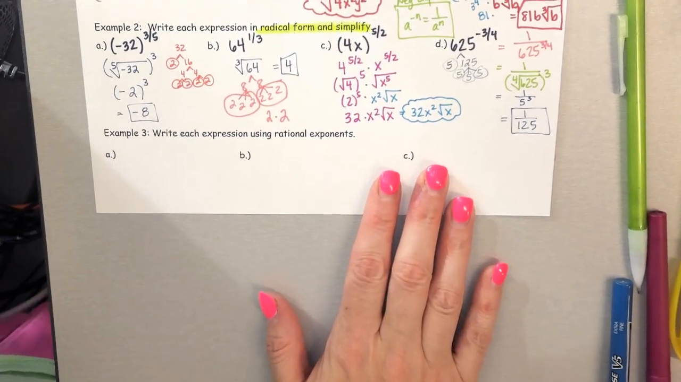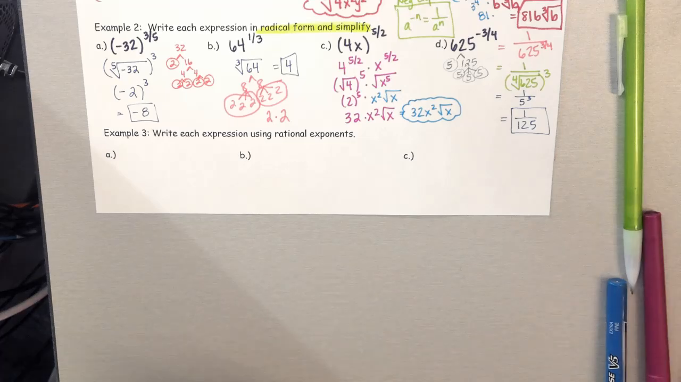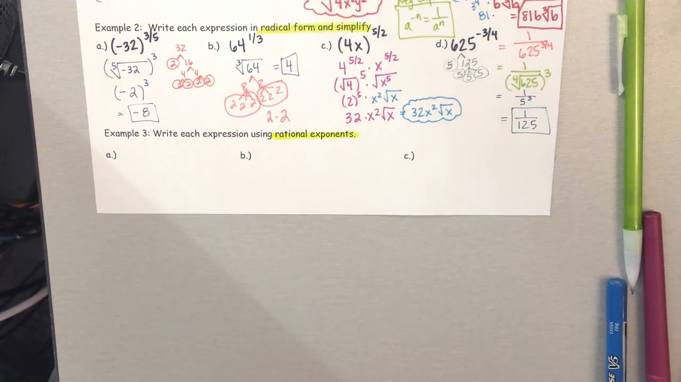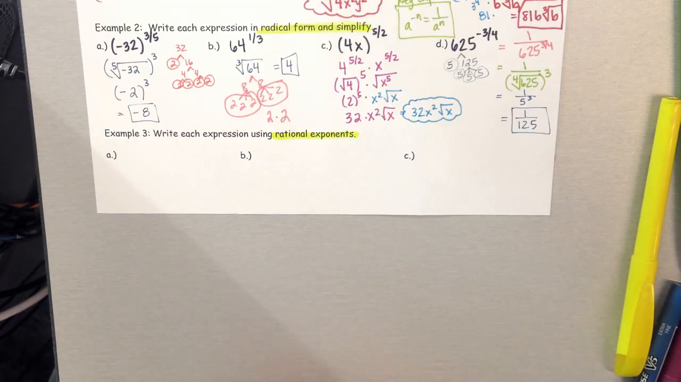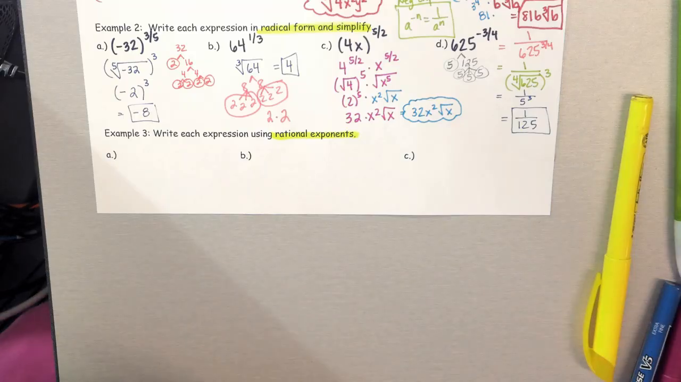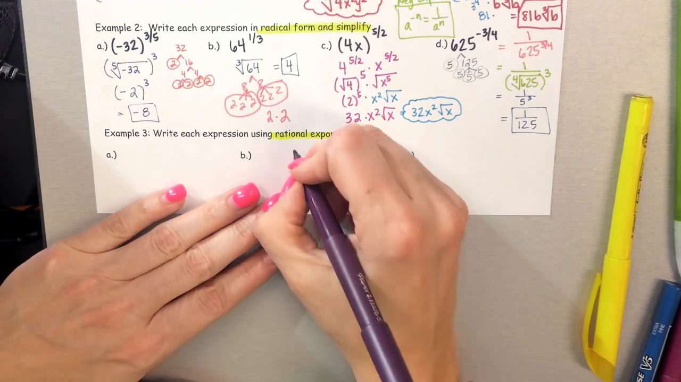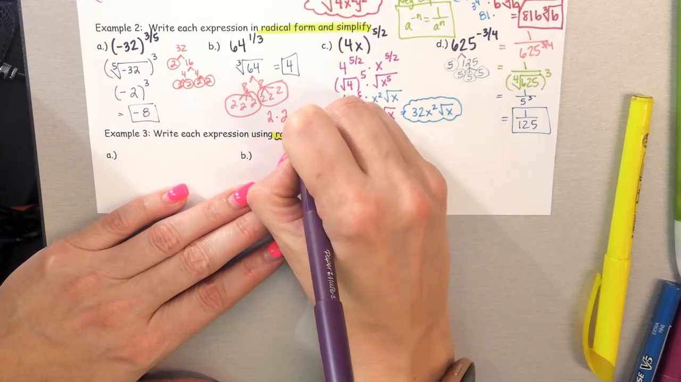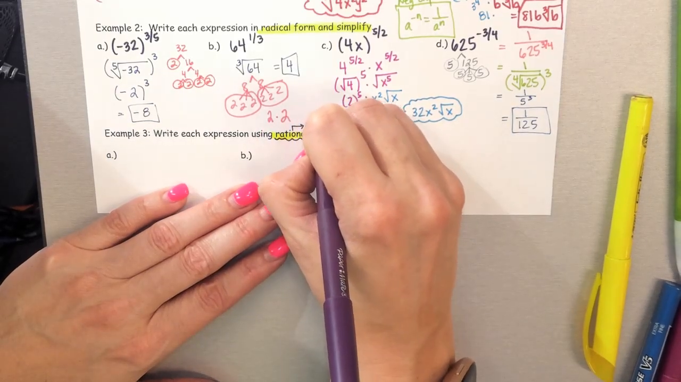Now the directions for the next one are different. It says write each expression using rational exponents. Don't get radical and rational confused because they are similar. If it says a rational exponent, remember, that just means you're going to have a fraction in it.